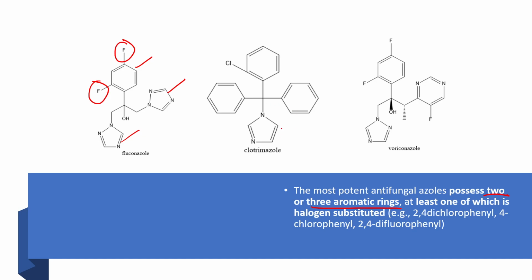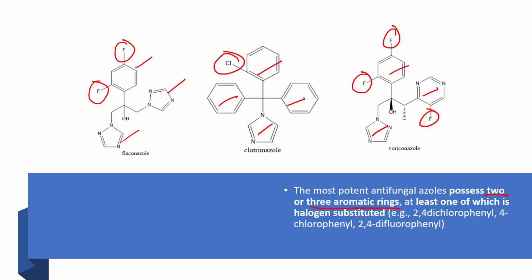Let's have clotrimazole. It has 4 aromatic rings, and one of the aromatic rings is substituted with a halogen, this time chlorine. And finally, you have your voriconazole. You have 3 aromatic rings, and 2 rings are substituted with our fluorine.